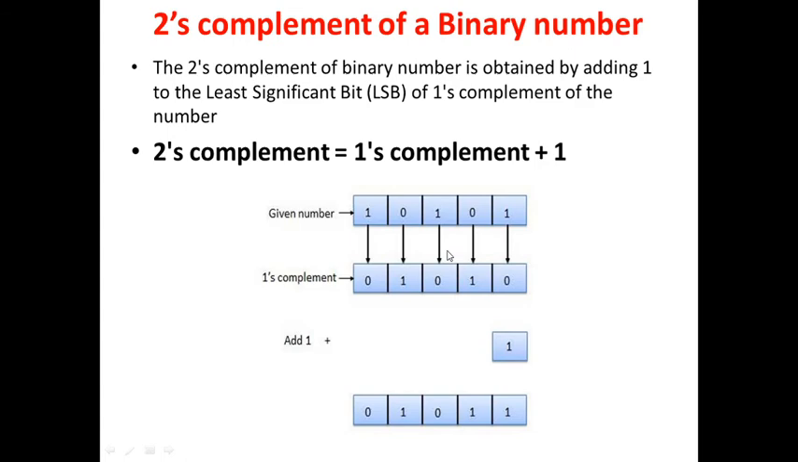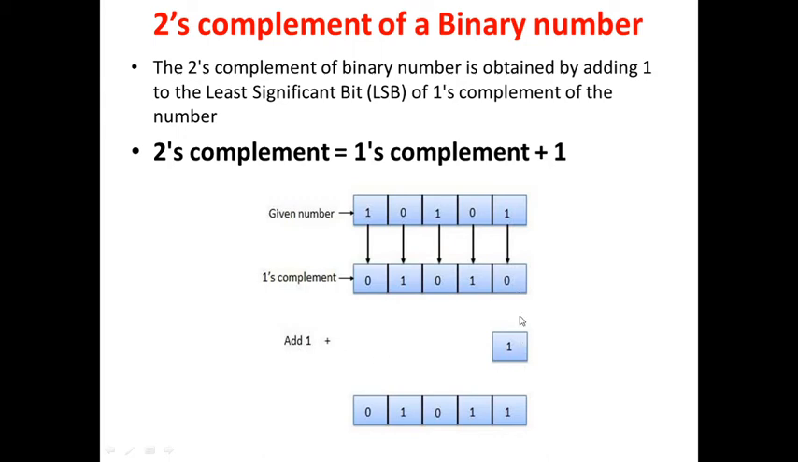Next is 2's complement, or it is also called as a second complement of a binary number. How it is done? 2's complement is equal to the first complement plus 1. So you have to just add 1 to the first complement. Now, the given number is 10101. This is a binary number given to you. How to get the 2's complement of it? First get the first complement, that is changing 1 to 0, 0 to 1. After doing this, add 1 to it.